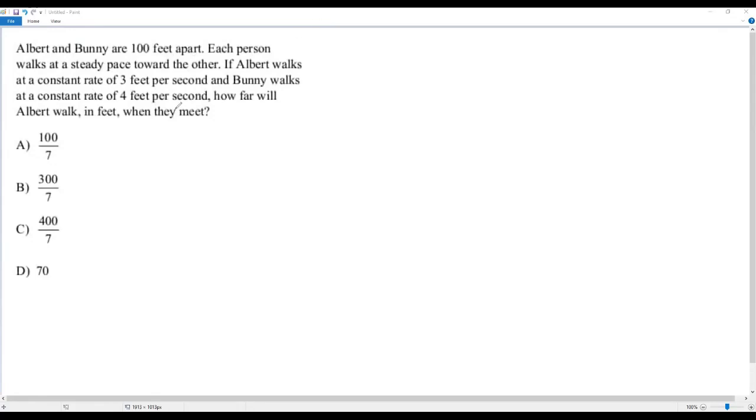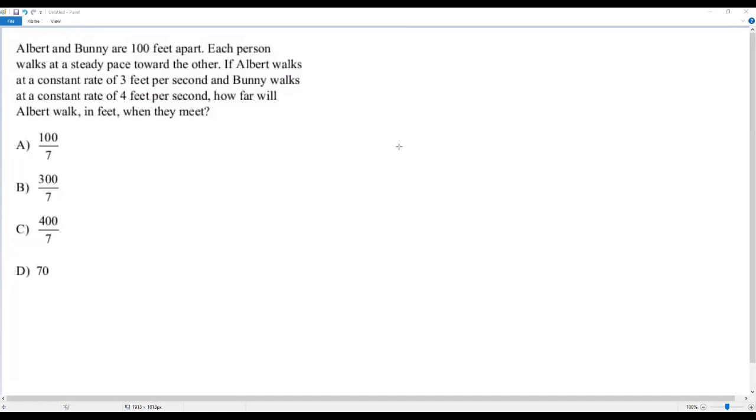Here we have a SAT math problem. Okay, let's go to the question. Albert and Bunny are 100 feet apart. Each person walks at a steady pace toward the other. If Albert walks at a constant rate of 3 feet per second and Bunny walks at a constant rate of 4 feet per second, how far will Albert walk in feet when they meet?